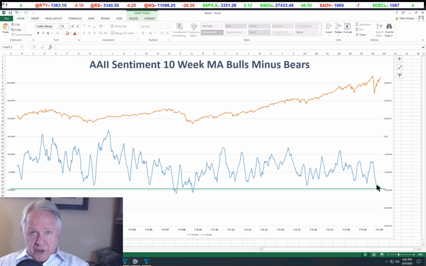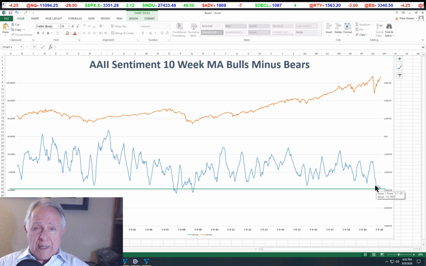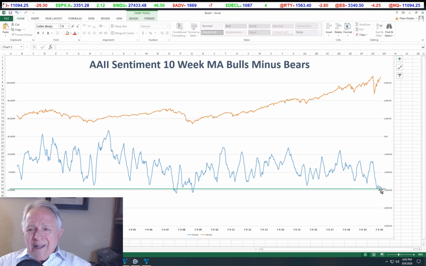In other words, percent of bulls every week on AAII, and these are individual investors. These are not professionals like Investors Intelligence uses. These are individual investors that go to their website and they tell you which way they think the market's going to be in the next 6 months. Is it going up or going down? Look at this sentiment, 10-week moving average.